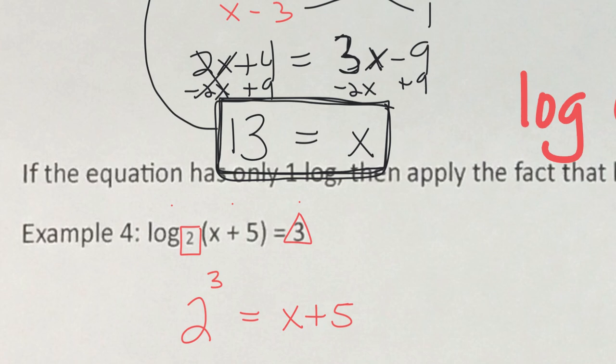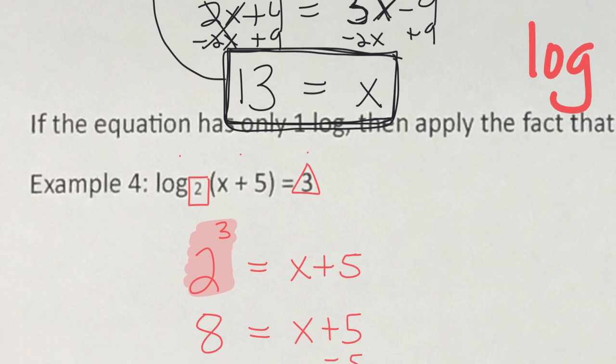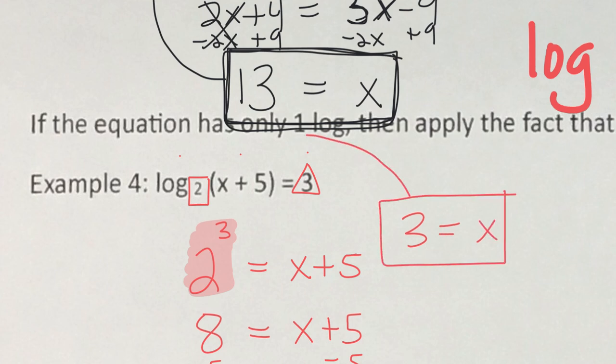Okay, so these ones might be a little bit trickier, maybe, but the first thing we need to do is evaluate this number, 2 to the third power, which means 2 times 2 times 2. 2 times 2 times 2 is 8, equals x plus 5. So when I subtract 5 from both sides, I get a value of 3. Okay, and plugging it in, sure enough, 3 plus 5 is 8. That is a positive number, and 2 to the third does in fact equal 8.